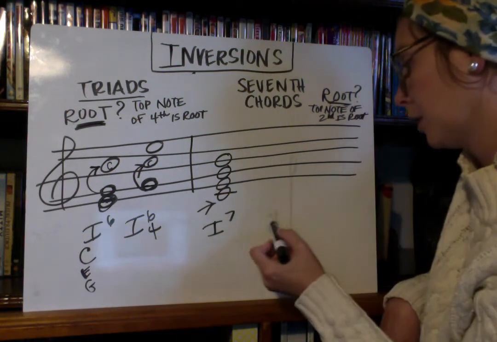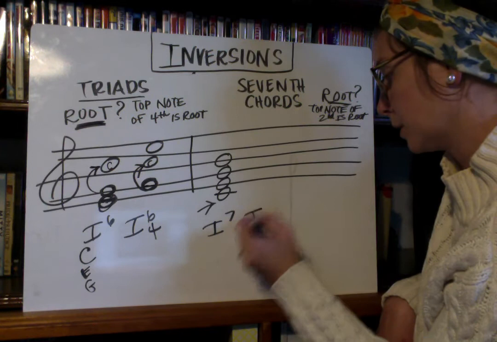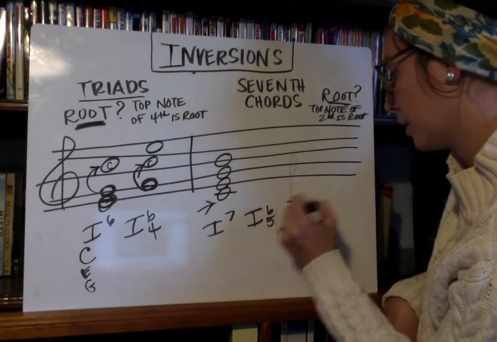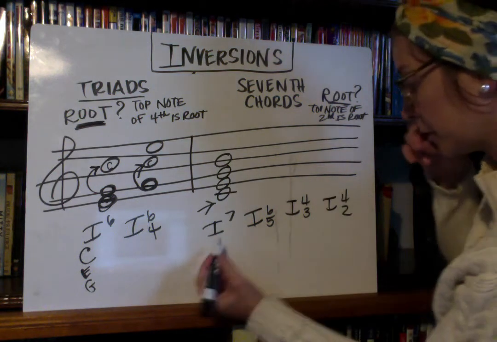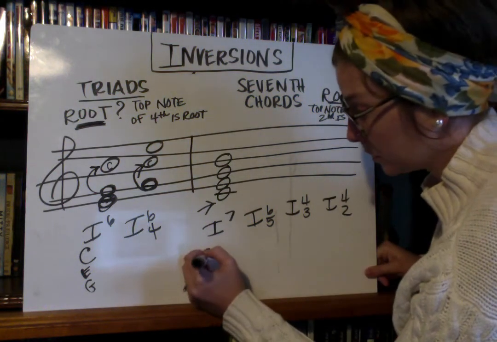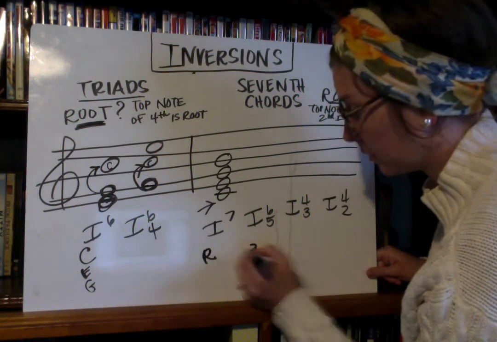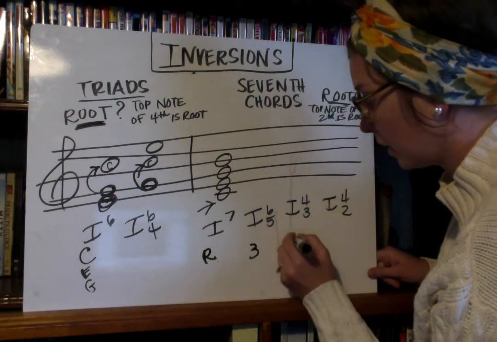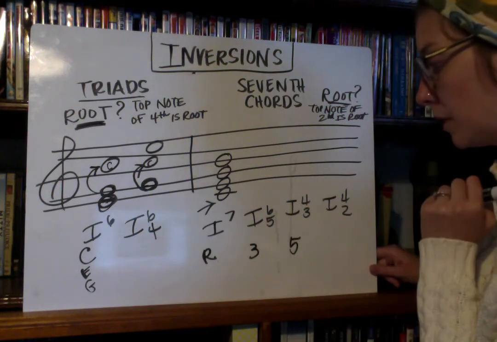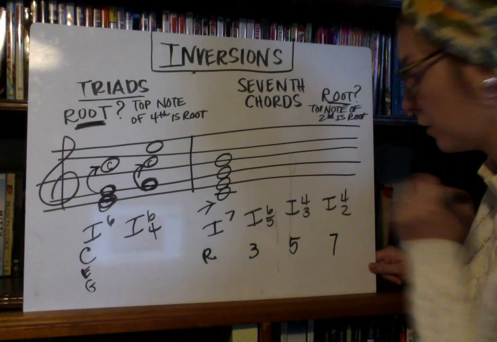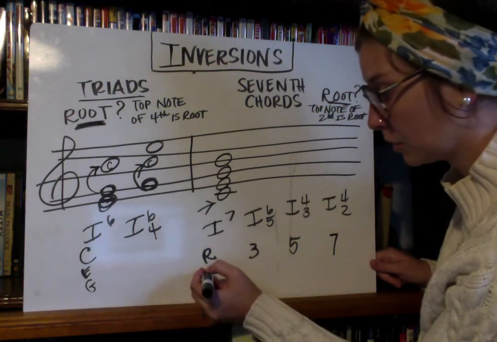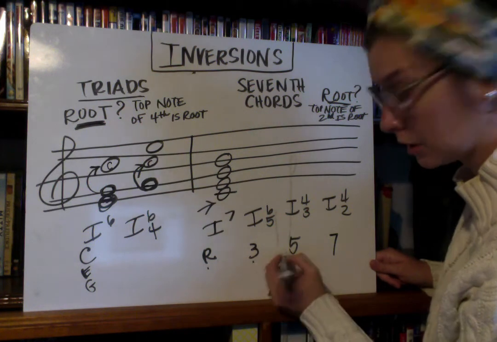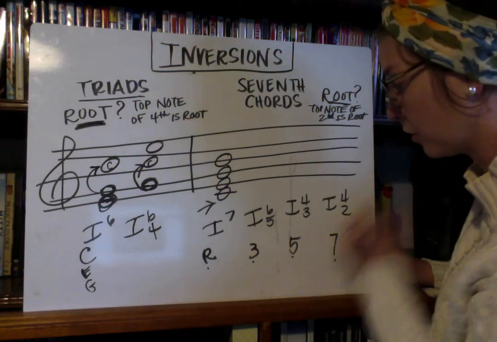Okay, so let's do all of them. 1-6-5, 1-4-3, and 1-4-2. Okay, now please remember, the root is in the bass here. The 3rd of the chord is in the bass here. The 5th of the chord is in the bass here. And the 7th of the chord is in the bass here. Okay? Right? Root position, first inversion, second inversion, third inversion.